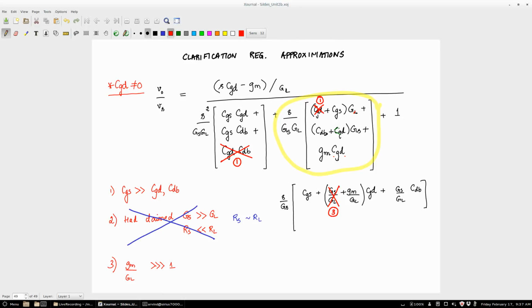All right, then what more do you kill? I want to kill this CDB term. How do you justify that killing the CDB term is okay? Yes, good. So if I compare this CGS and this CDB, CGS is greater than CDB. I'm saying GS by GL is approximately 1. That means I can kill that. So that is again because of 3, and so what finally happens to the term?